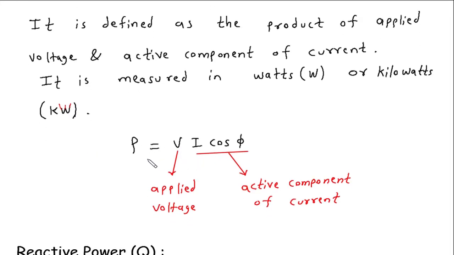So the formula for true power, or real power, or active power, is P is equal to V into I cos phi, where V is the applied voltage and I cos phi is the active component of current.